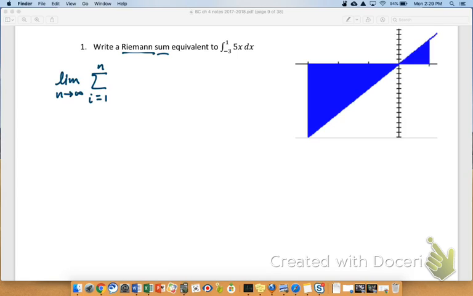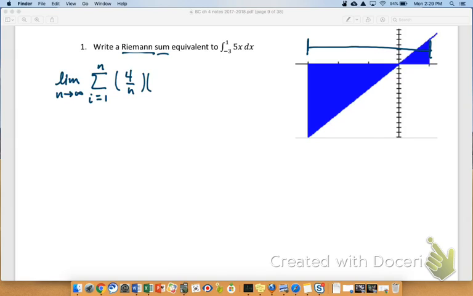So with this one, I guess I'll do it something like this. The base length would be what? 4 over n. 4 over n, yep. And of course, we're getting that from the fact that from here all the way over to there is 4, dividing it up into n subintervals. So 4 over n makes sense. And then how about the height? Any thoughts on that?